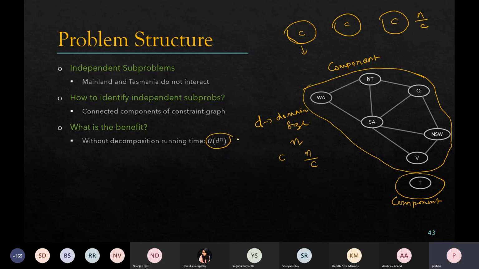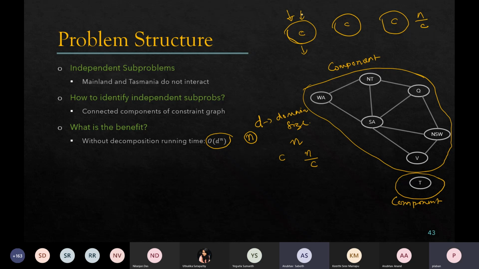I have already told that if we have a problem of size n variables, the running time is d to the power n. Now we have a reduced problem size, which is c. Every component has a size c. We have c variables here, right? And we want to solve this problem individually. So what would be the running time to solve this problem?